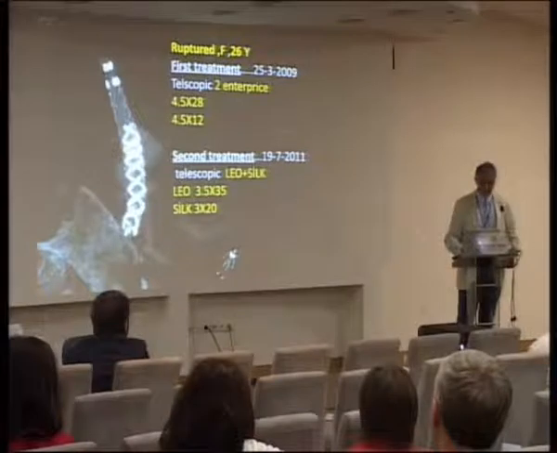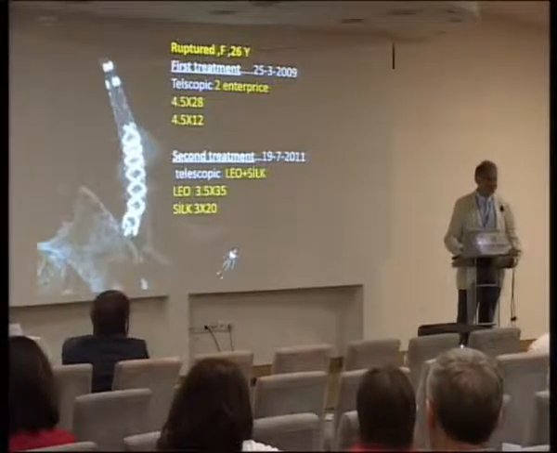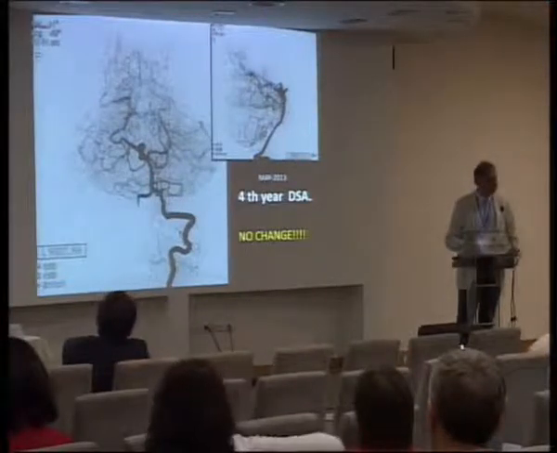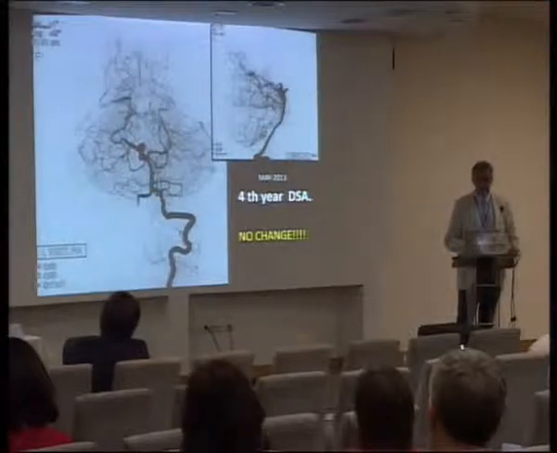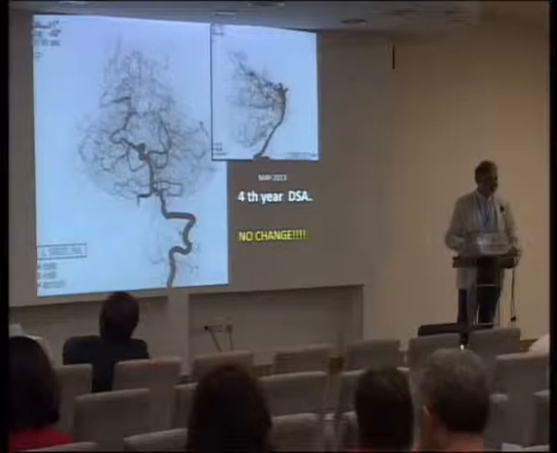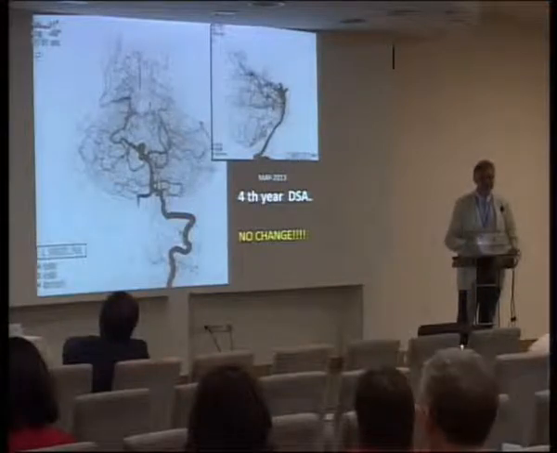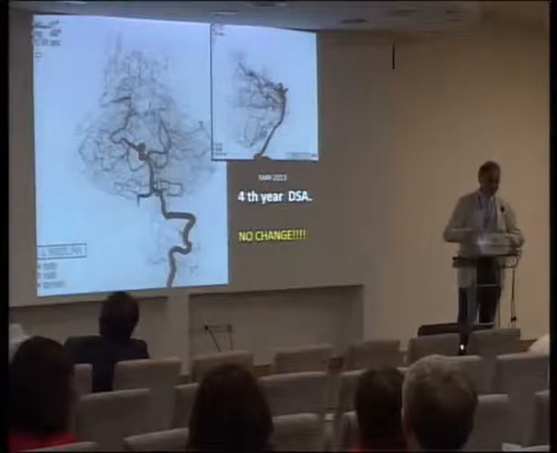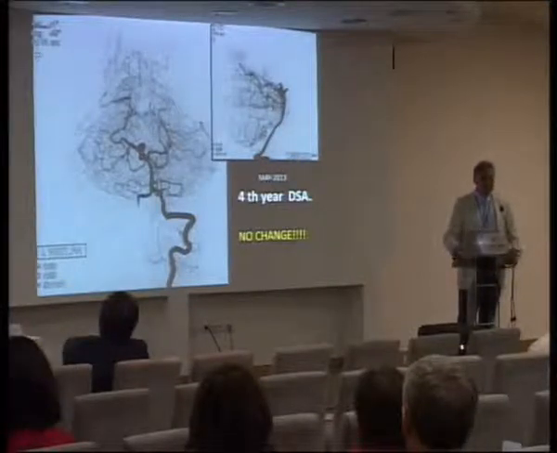The second treatment, 2 years later, this time we're better. We have a braiding stent, the Leo and Silk. Perfect, 4 stents. This is 4 years later. Nothing changed. No symptoms. We cannot send the patient to operation. We cannot put a coil in it. We cannot pass through that 4-stent construct. We're in jail right now. We just cross our fingers and wait.